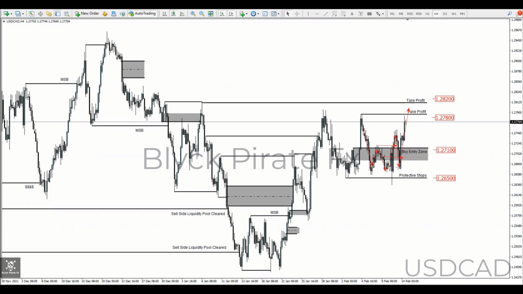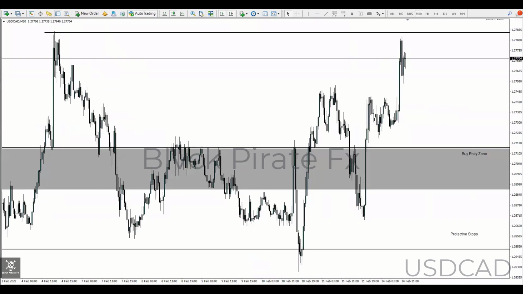I've moved my stop loss into break even. I entered somewhere in here. And I also did manage to get a very small trade on the M30 as well, right? Let's take a quick look.